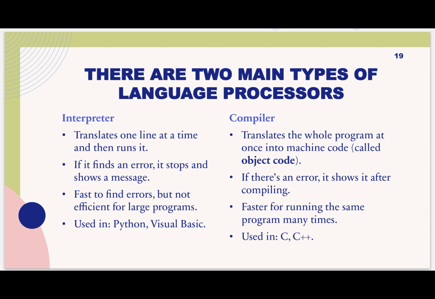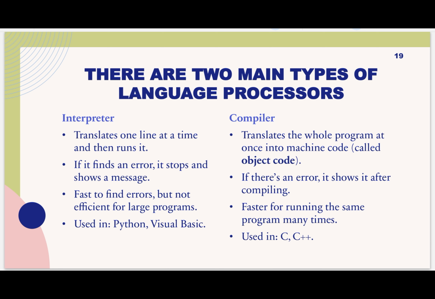But with the compiler, if there is an error, it shows it after compiling, meaning it will not pop up the moment it finds the error, it will pop up after completing all the code into object code. The interpreter is fast to find errors but not efficient for large programs. See here, you can find your error on the spot, we can say, but it is not good for large programs.